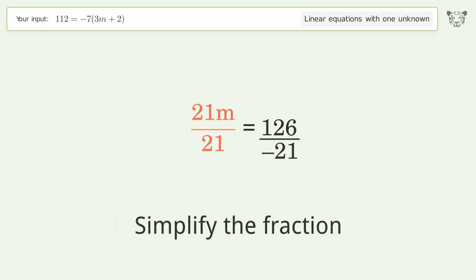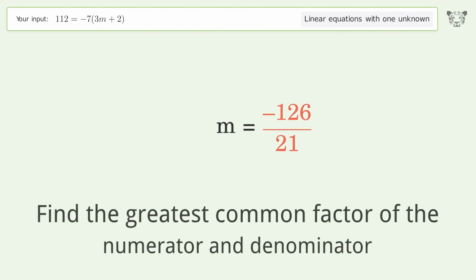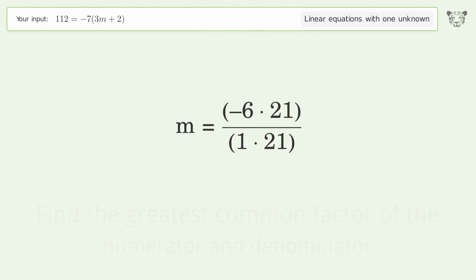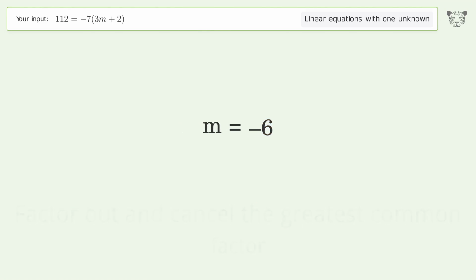Simplify the fraction. Move the negative sign from the denominator to the numerator. Find the greatest common factor of the numerator and denominator. Factor out and cancel the greatest common factor. And so the final result is m equals -6.